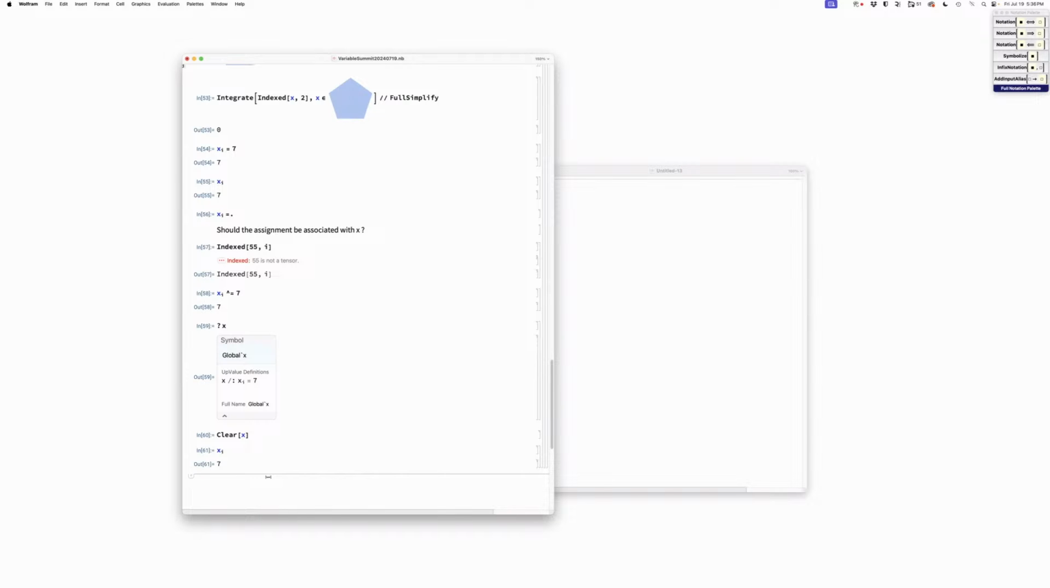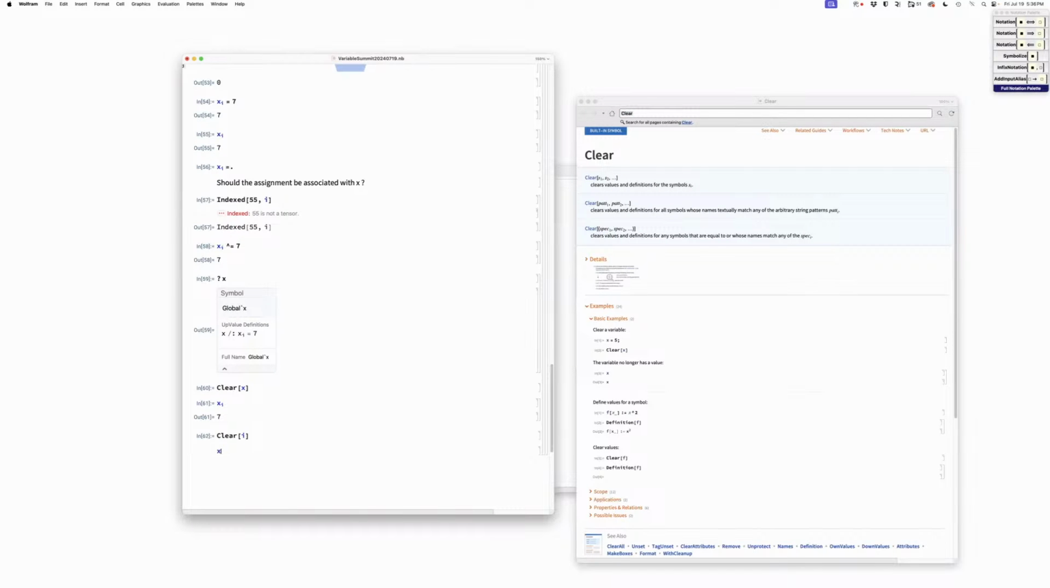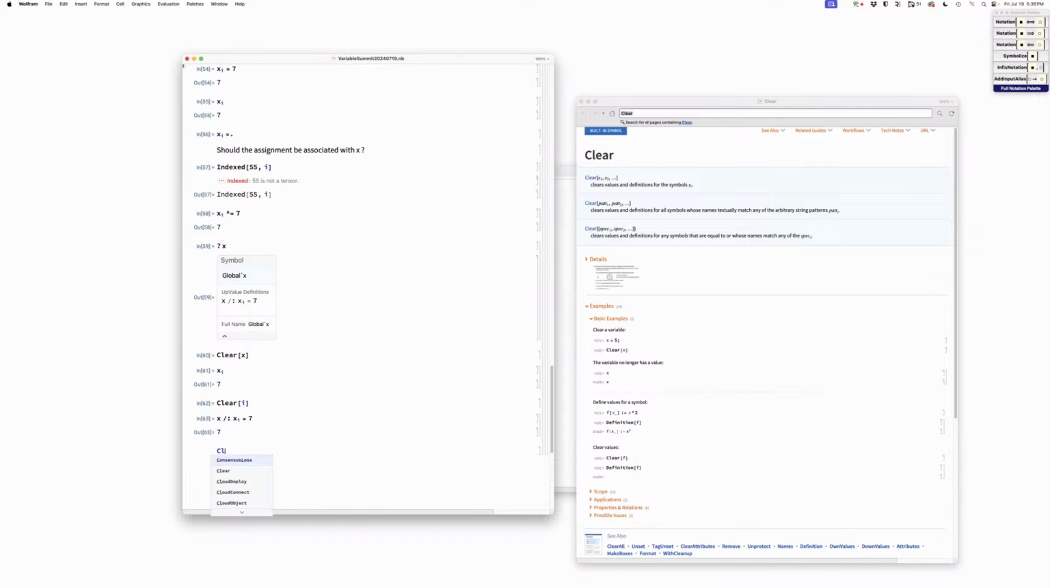Okay. So there's a question of which of the two arguments we associate it with, and what happens if both arguments are complicated things. Well, I would imagine that the default, okay, now we say clear x.